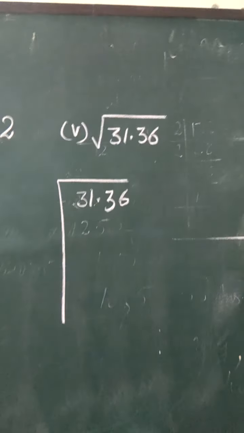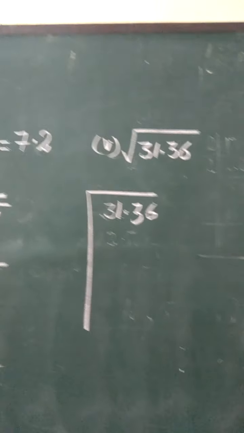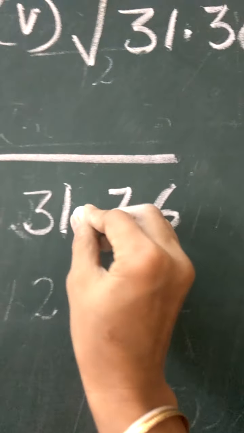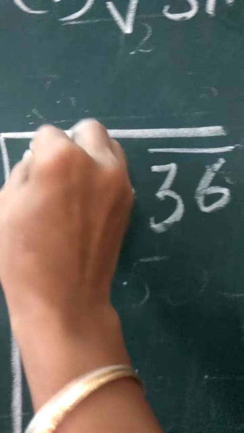Now let's move on to the fifth part. Dear students, try the second part yourself. I have done the first part. Now third is done, second is your homework. Now here is the fifth part. So again, very first step, always start making the pairs from the decimal. So we have to make a separate pair on the right hand side of the decimal, and a separate one on the left.